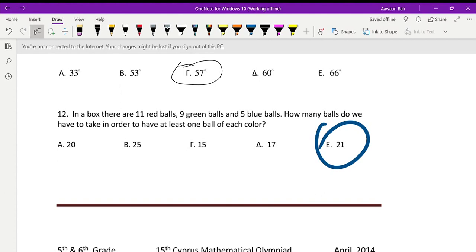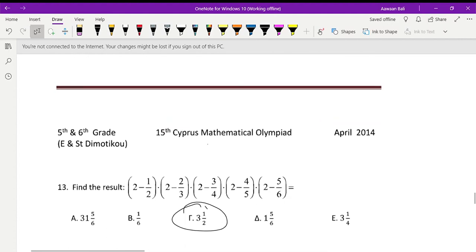To be the most sure, we have to get the two biggest amounts, 11 plus 9, add them together, 20, and then do plus 1, 21. Because there's 11 red balls, 9 green balls, and plus 20, there's 20 red and green balls, and plus 1, you get 21 red, green, and blue balls. So basically, then it's certified that you have to get red, green, and blue. So therefore the answer is eta, 21.